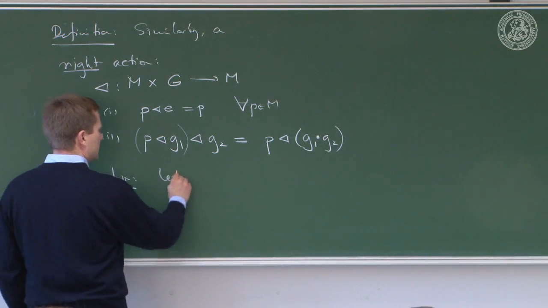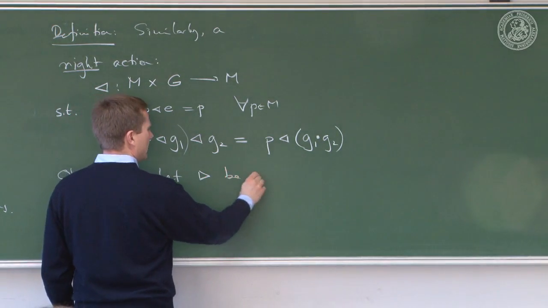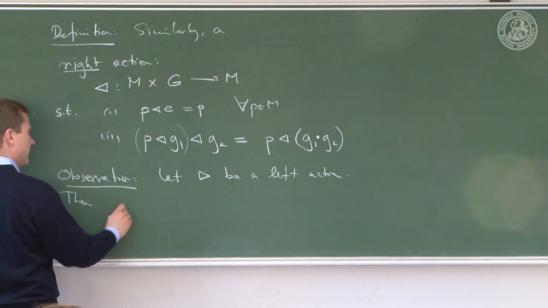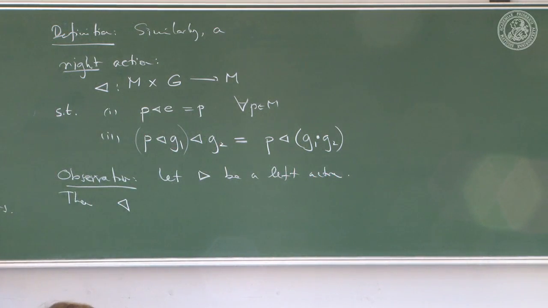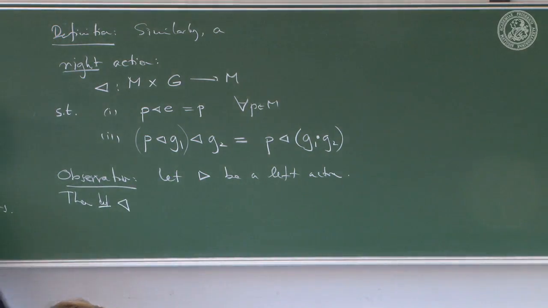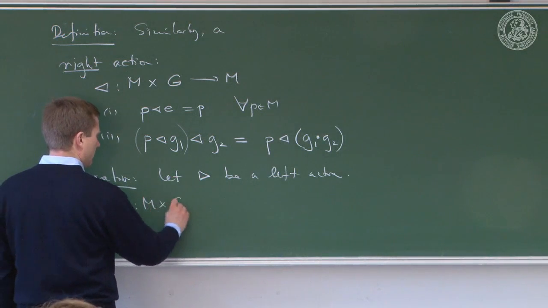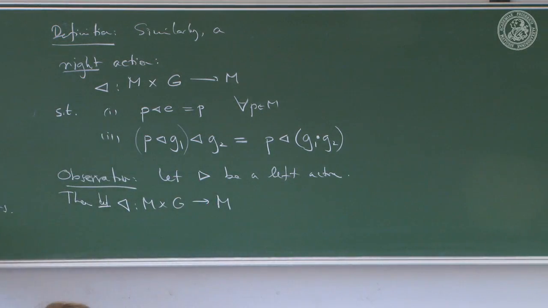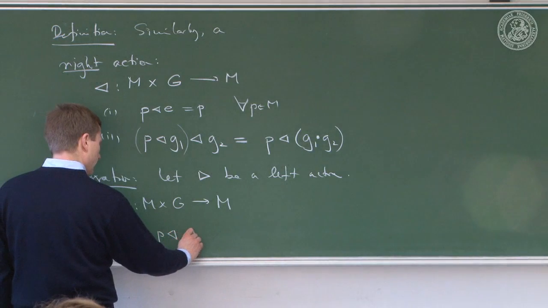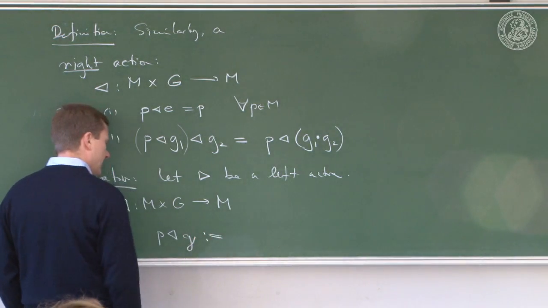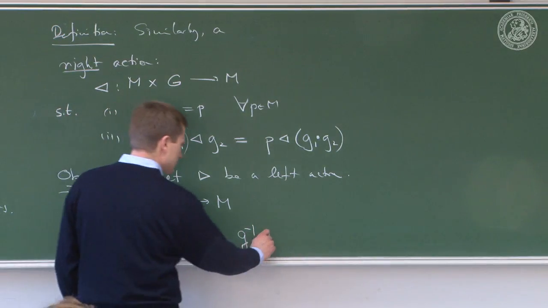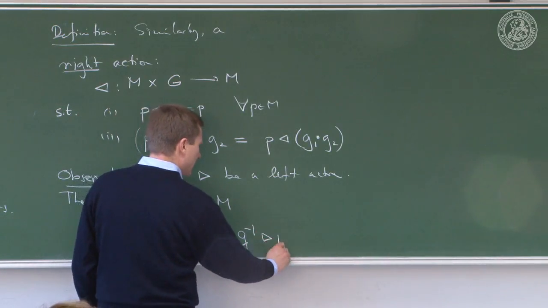and that is let this guy be a left action. Then we can actually define a right action from it. You've got to be careful which direction this guy points. Then a right action which goes from M cross G to M can be defined this way. I act on a point from the right, and this I define by taking the inverse of the group element, which always exists, and I let it act from the left on P.